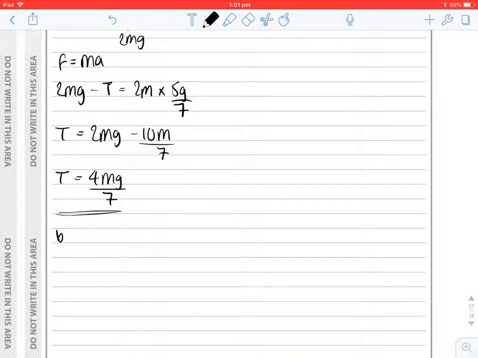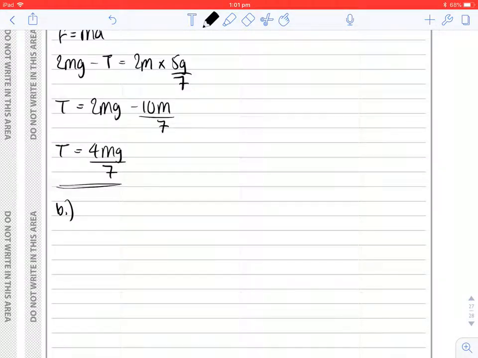Part B. We are asked to explain why the acceleration of Q also has a magnitude of 5g over 7, and this is simply because the string is modelled as inextensible.